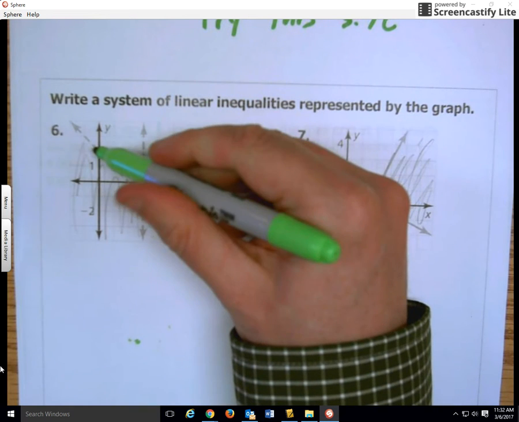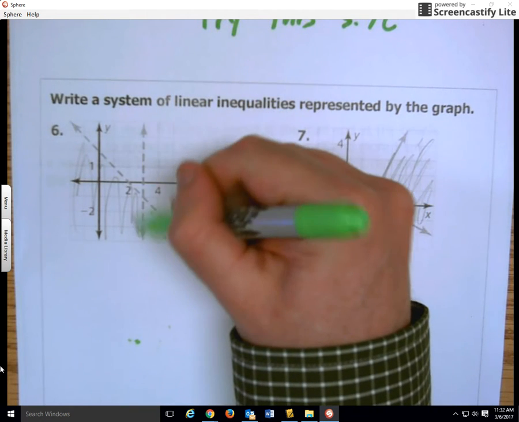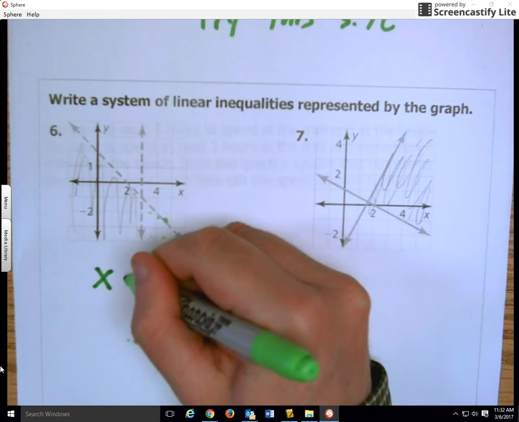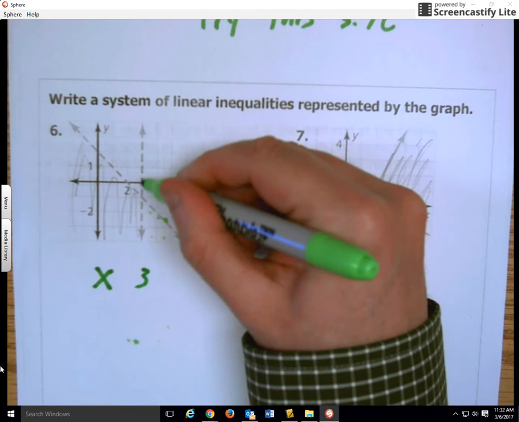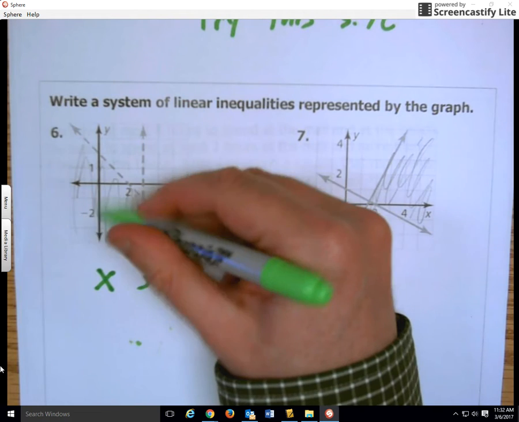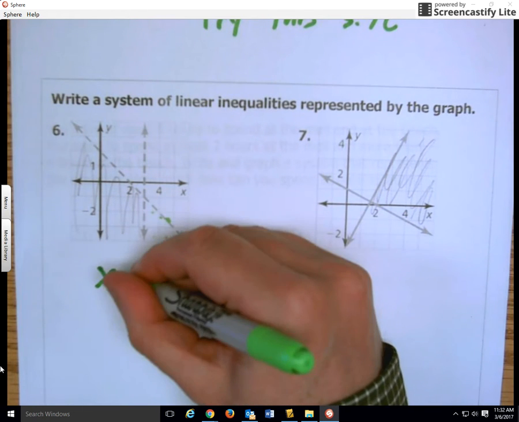Okay, so looking at this one here, I'll start with this one. We see that x is 3, but what do we put in between? Well, we notice that it's a jagged line, and the truth is going less than 3, so x is less than 3.